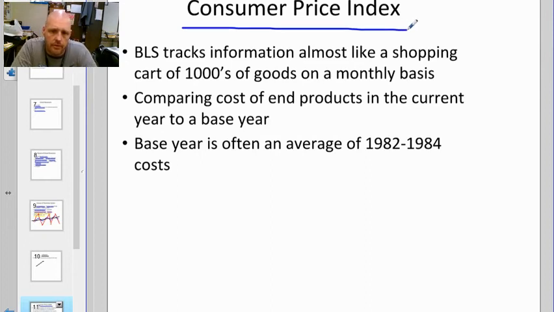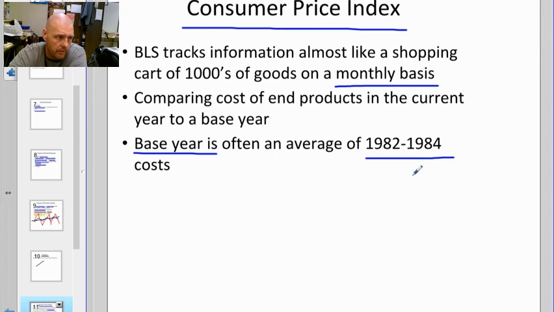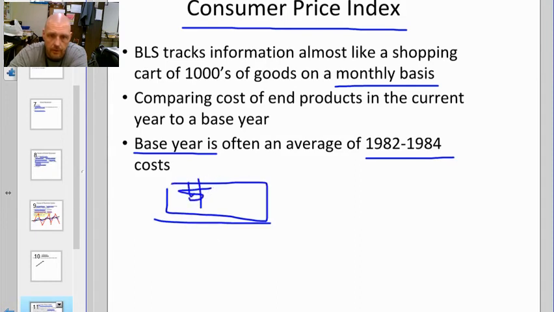Clem terms, it's almost as if you grab a shopping cart and you have a list of over 1,000 different items you're going to go buy. And you go to the grocery stores and you buy all 1,000 of these items and you add up the price of it at the end. And you do that on a monthly basis. Once you've added up your total shopping cart worth of goods, you're going to compare it to a base year. And often we're using 1982 to 1984 as that base year. So you have your market baskets of goods here compared to our base year market basket of goods.